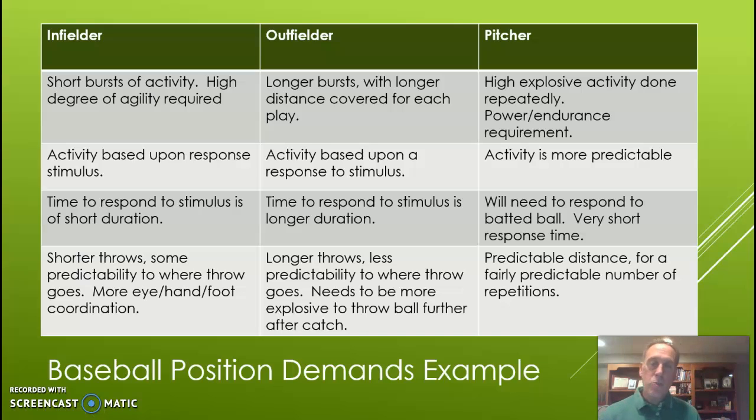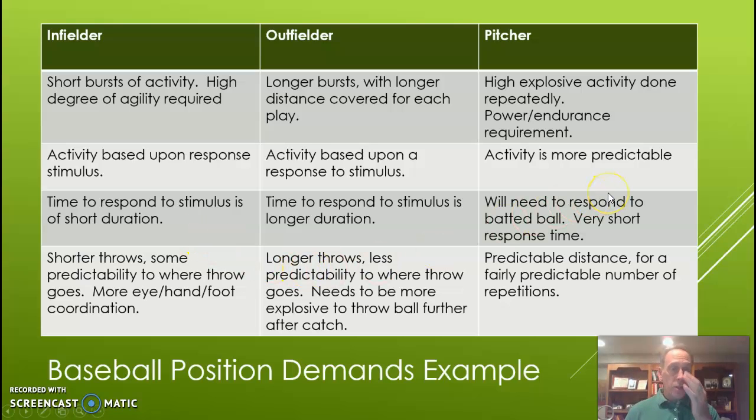Not to say that they wouldn't do sprint work and work on running mechanics to be more efficient when they run and do their conditioning, but just realize this is certainly ATP. This is also ATP all day long. It's very short and very explosive, but they're responding to that stimulus to catch a ball, and they have to run a longer distance to make that happen. And also with the outfielders, their throws are longer to get the ball from center field over to third base once they catch the ball. So the demands even there are different between the infielder and the outfielder.